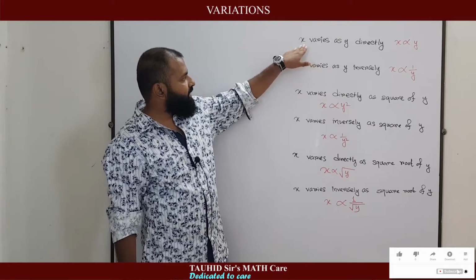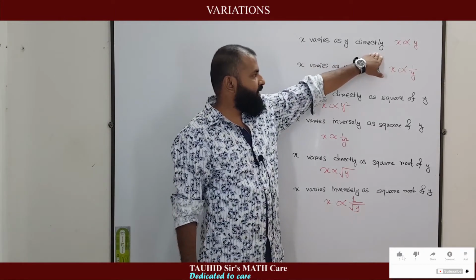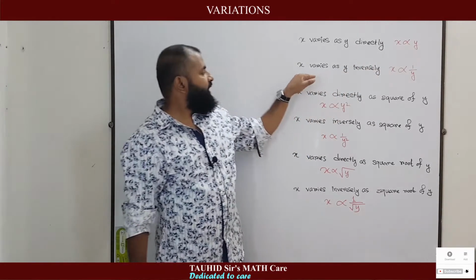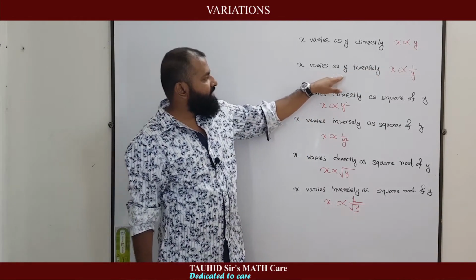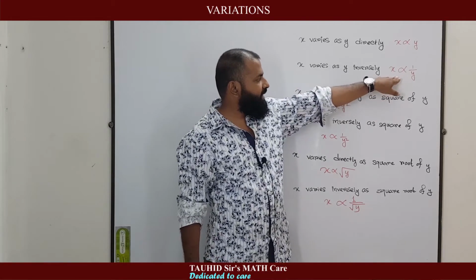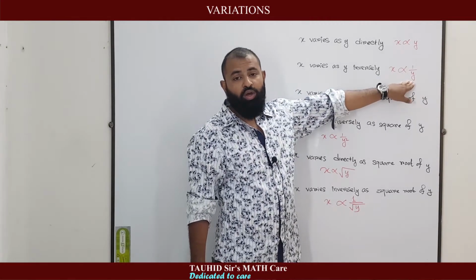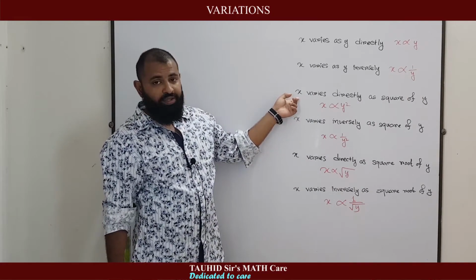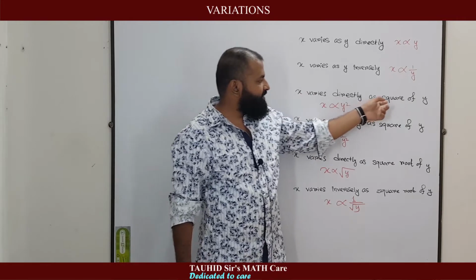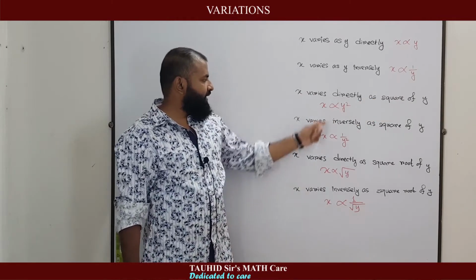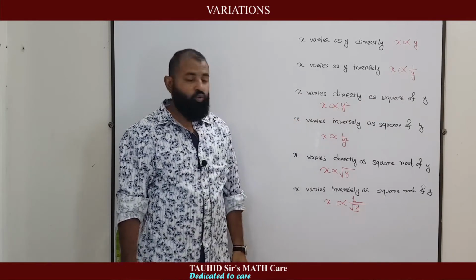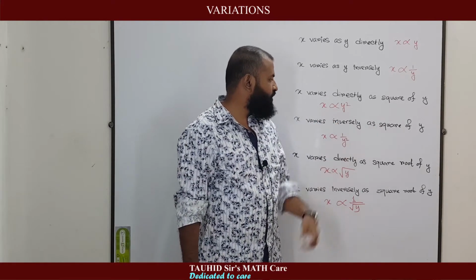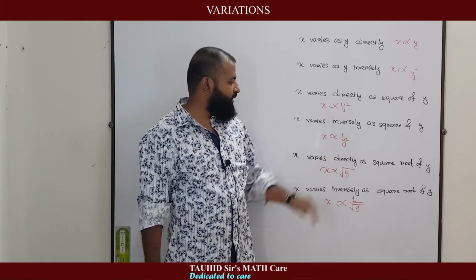When you are asked that x varies as y directly, you will write x proportional to y. If you are asked that x varies as y inversely, you will write that x is proportional to 1 by y. When you are told that x varies directly as square of y, you will write x proportional to y square. And when you see in the exam paper that x varies inversely as square of y, that means x proportional to 1 by y square.